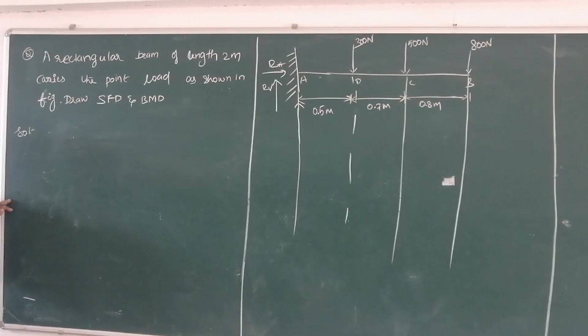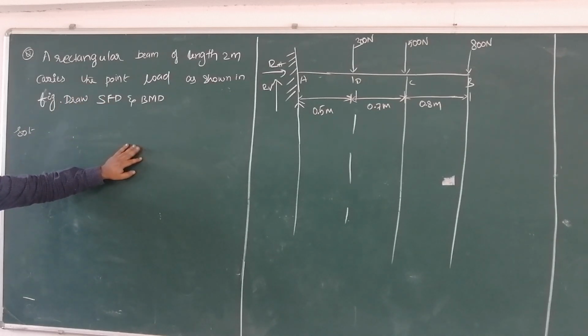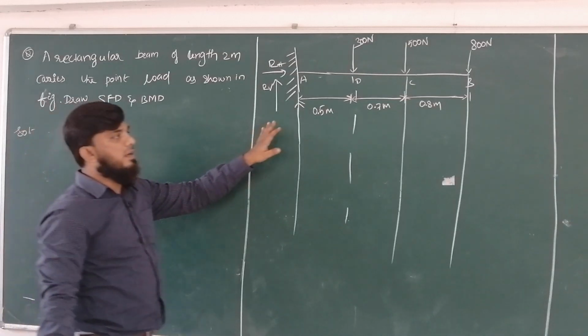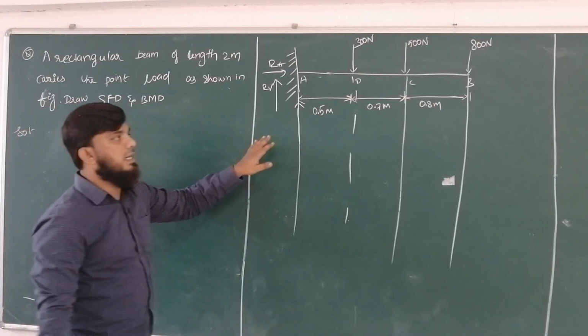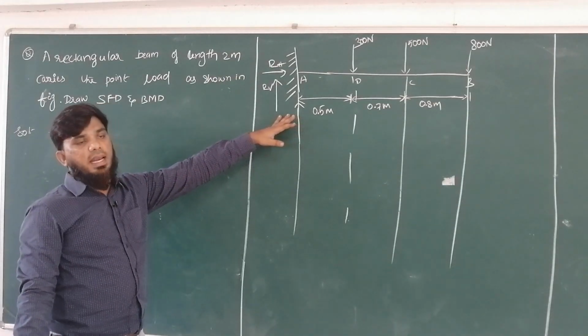Mechanics of materials. In today's lecture, we are going to discuss shear force and bending moment diagram. The first question in this is a rectangular beam of length 2 meters carries a point load as shown in the figure. The figure says that it is a type of cantilever beam. We have already discussed what a cantilever beam is.